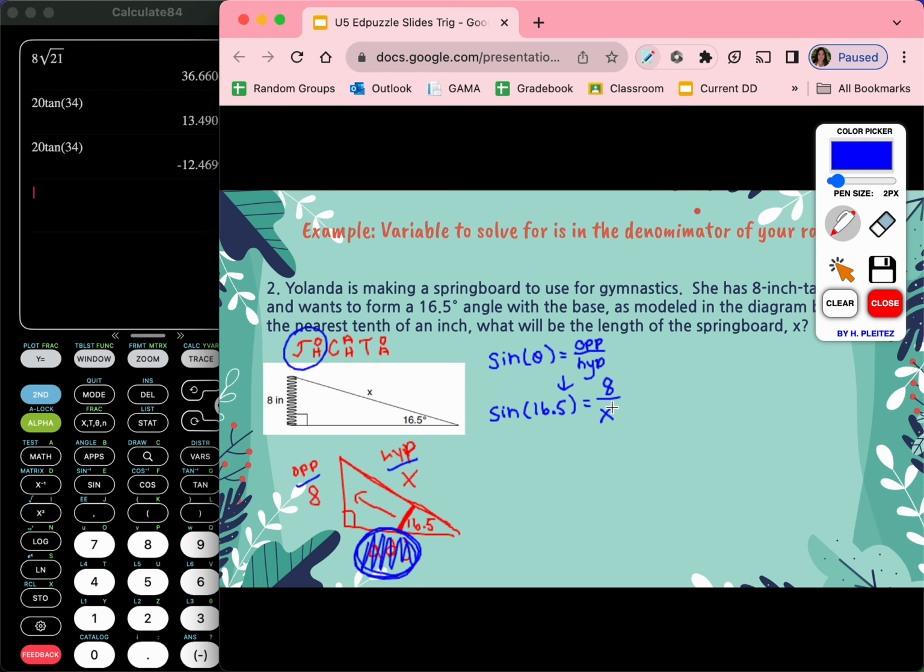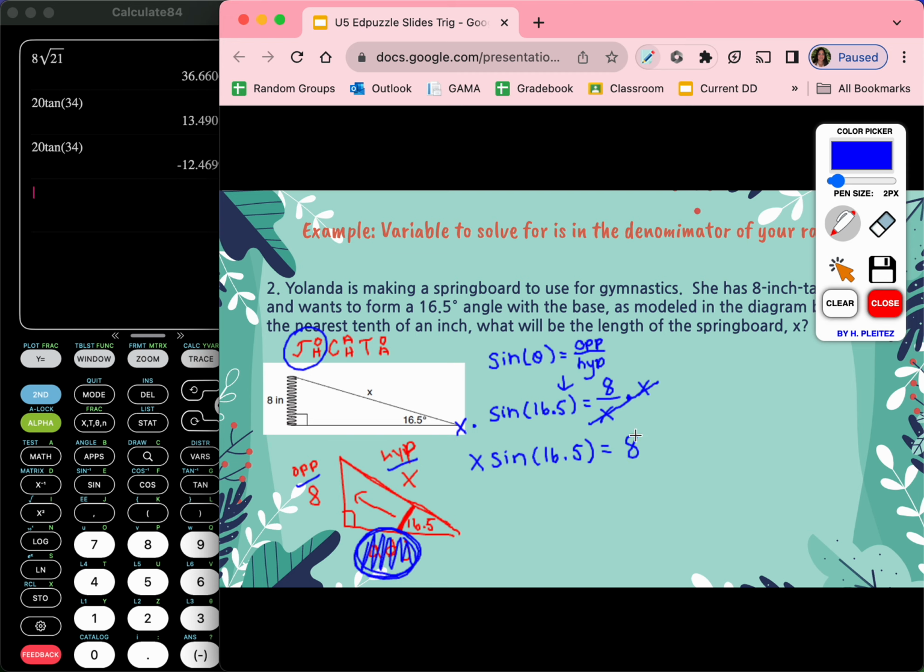Like in the example before, if you look back on that work, we multiplied by that 20 that was in the denominator, right? It's the same idea here. We still need to multiply by this denominator. So we're going to multiply by x on both sides. Now what's happening on the left is we're going to have x times sine of 16.5 equals, now what's happening when we multiply by this denominator, they are simplifying out. So what we're left with is this 8, which is what we want, right?